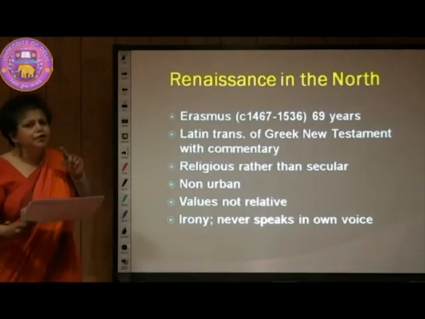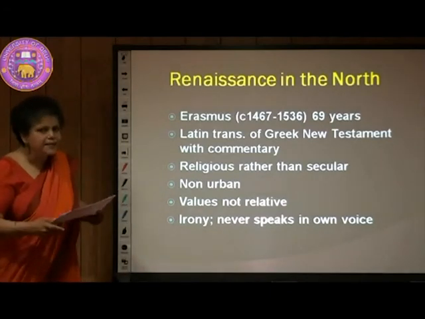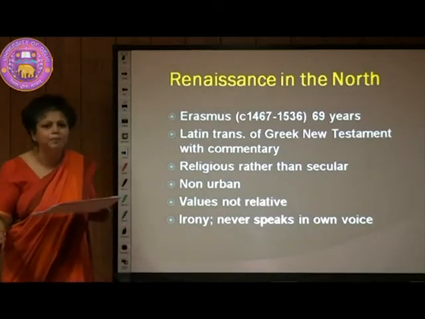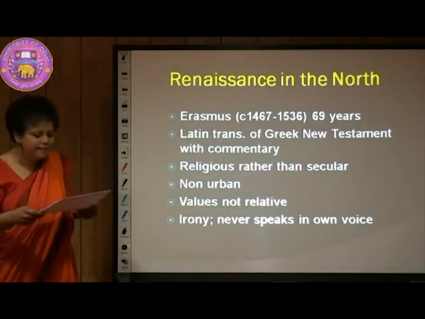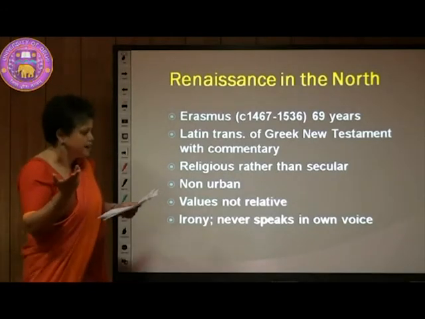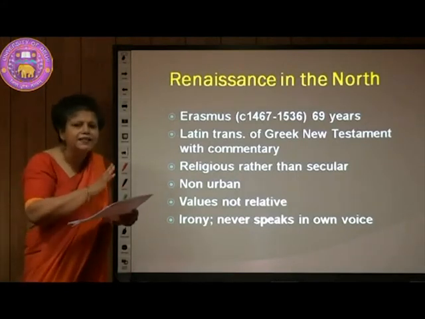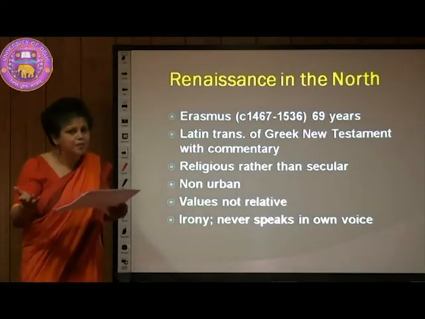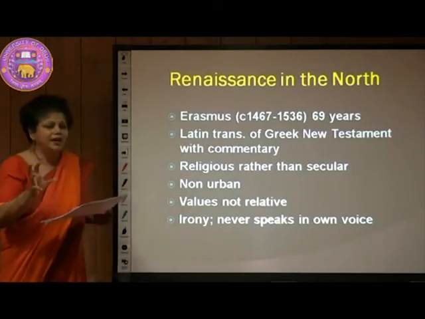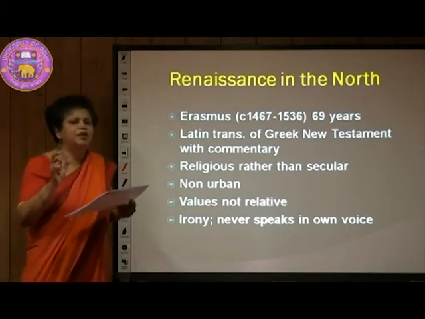Now, the Renaissance in the north was very different from the Renaissance in the south, in Italy. Erasmus is the leading figure of the Renaissance in the north, the illegitimate son of a priest in Rotterdam. But he was a true citizen of Europe. His dates are circa 1467 to 1536, lived for 69 years. Had friends all across the continent. Sir Thomas More in England was a very close friend. And his major work, his life's work, was a Latin translation of the Greek New Testament with a commentary.